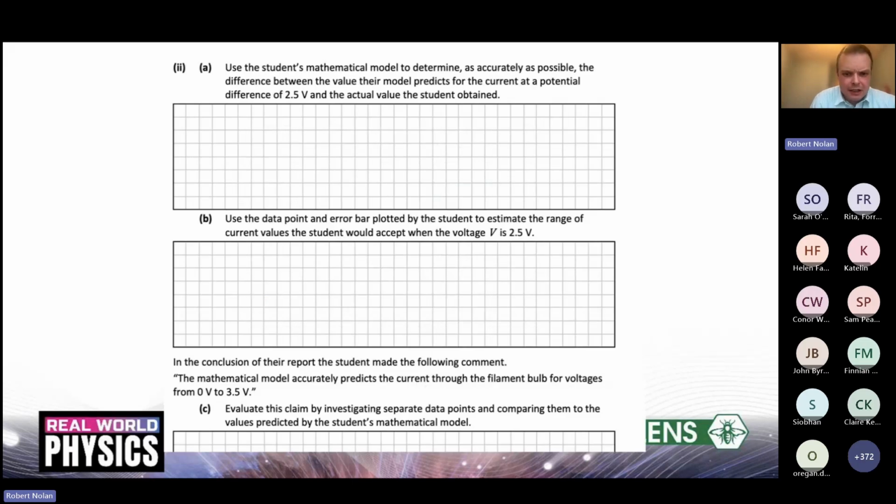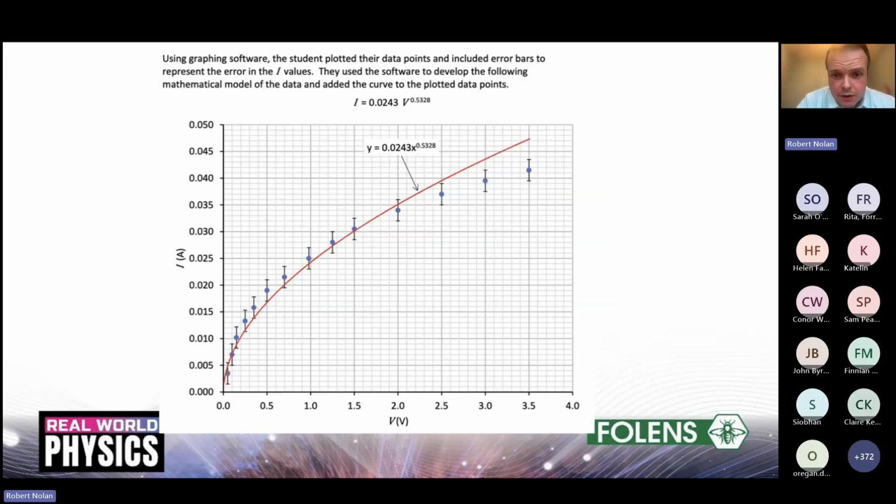And then there's a bit of discussion, again, a bit of commenting and things like that come up later. Oh, sorry, it asks you to use the data point and error bar plotted by the student to estimate the range of current values the student would accept when the voltage V is 2.5 volts. So the error bars there, if you look at them, you're basically just looking at what range those error bars fall into. They're covering 4 of the little boxes. So I think that's 0.004 just from reading it. So not the most difficult.